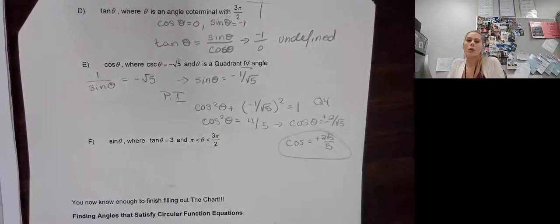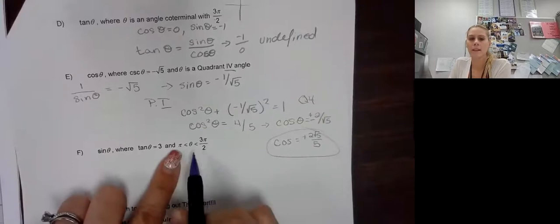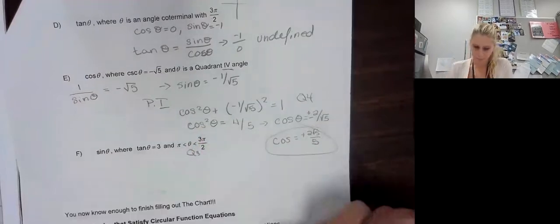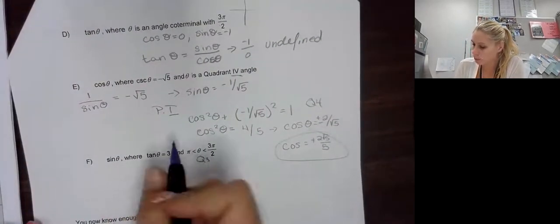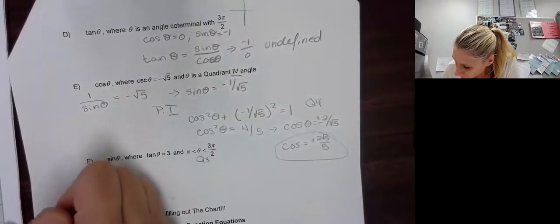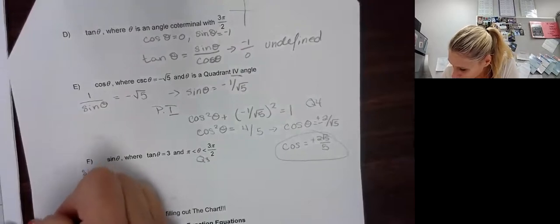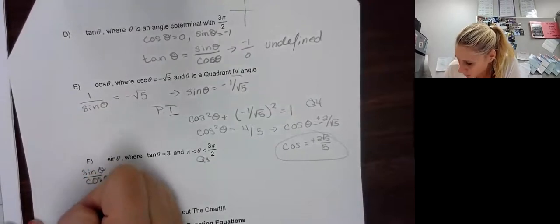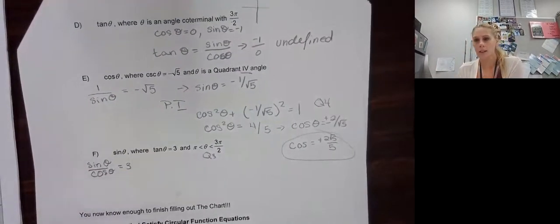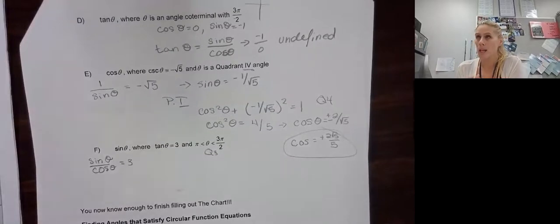All right, now we are going to find sine theta, where tangent is 3. And look, what quadrant is this? From pi to 3 pi over 2 is quadrant 3. All right, so let's make this work for us. Tangent is sine theta over cosine theta, and that equals 3. Now, we cannot assume that sine is 3 and cosine is 1. That might be the simplest form, so we can't just assume that. So what we're going to do is manipulate this around.